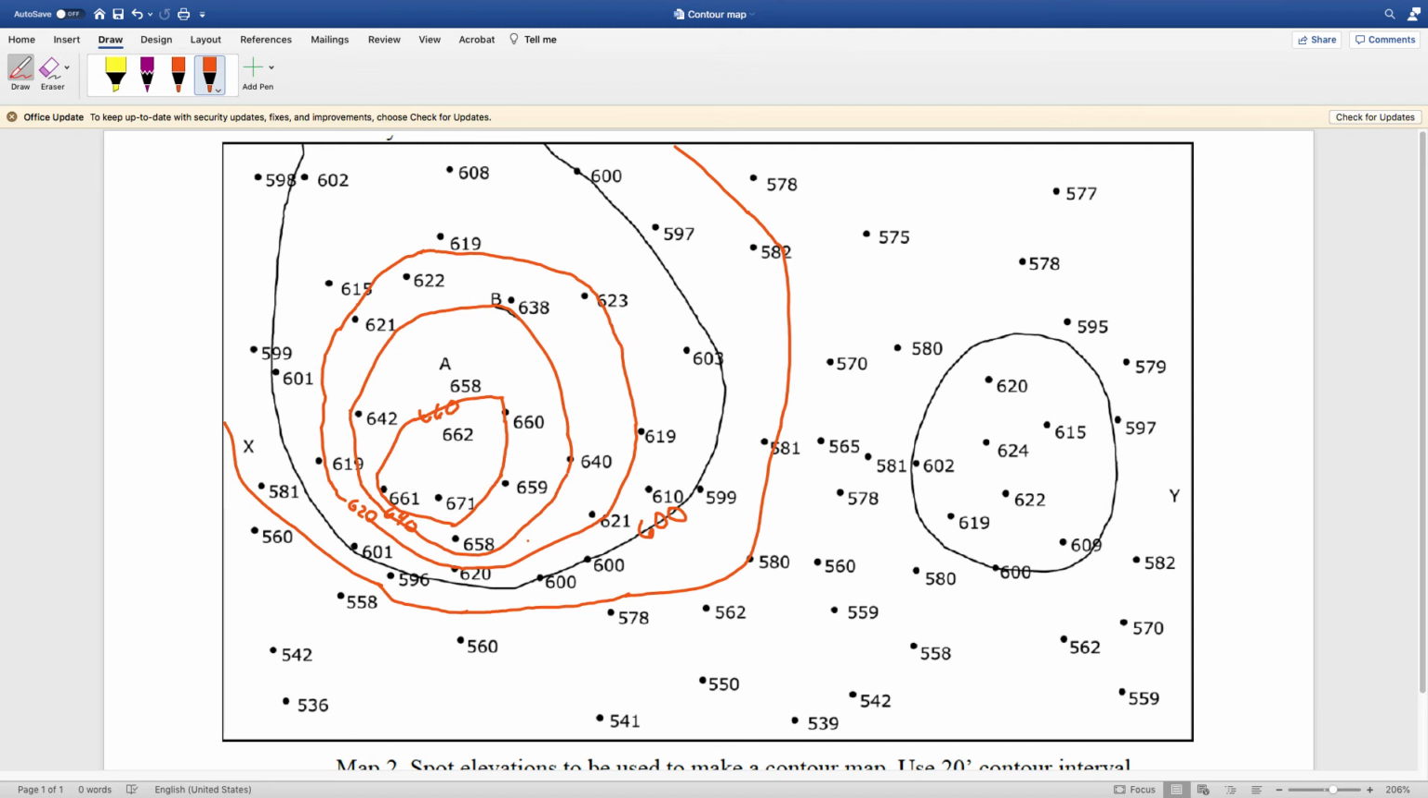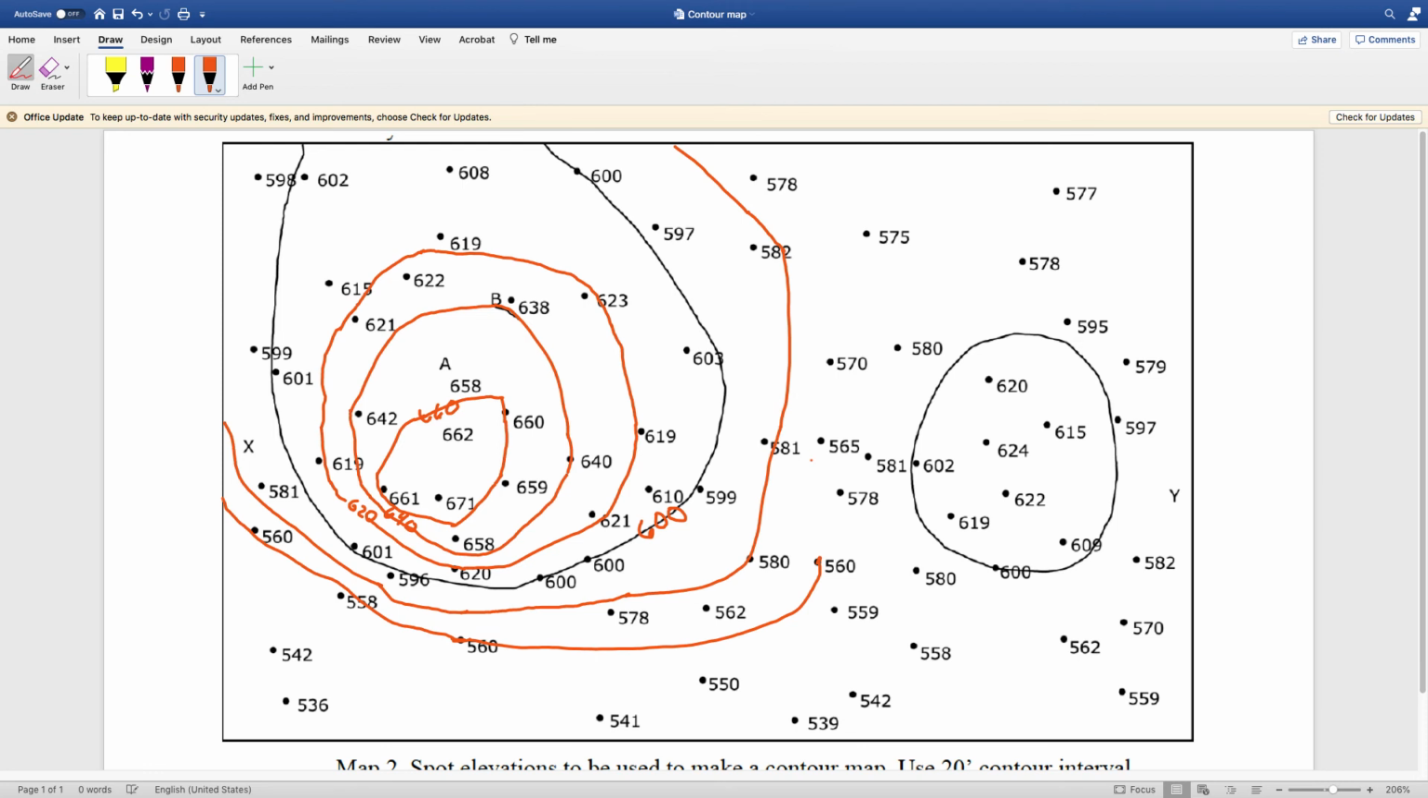Let's do the 560. Now I see 560 all over the place. Here it is right here. Here's another 560 over here. 560 right here. 558, so this is actually going to go just on that side of the dot and then come over here. And then I see a 562 right here and a 559 right here. So this is probably going to go something like this.